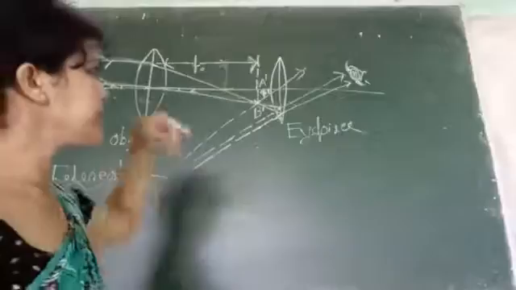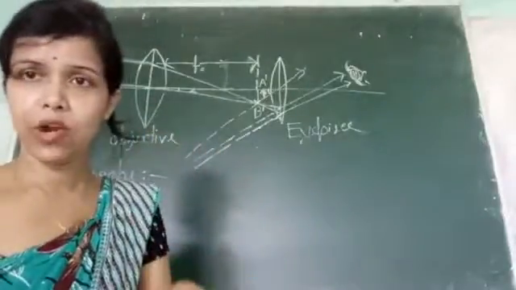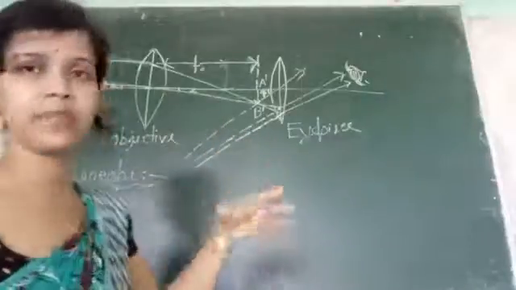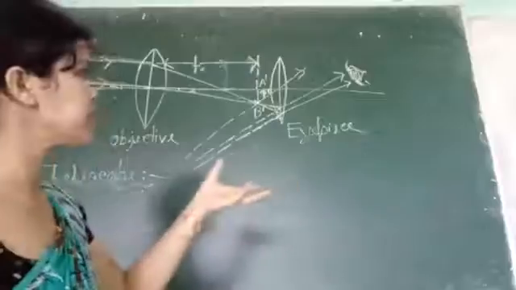Now what happens, this A dash B dash image will act as an object for the eyepiece.